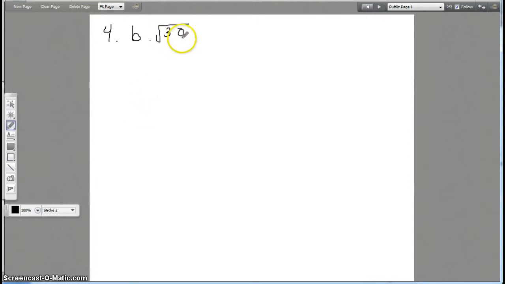Well, if you look at 30 and we break it down into its factors, 30 is 2 times 3 times 5, and those are all prime numbers. We can't actually break the 30 down at all, so the answer to this one is just square root 30. We can't really do anything with it at all. Let's look at part C. Part C is square root of 12.